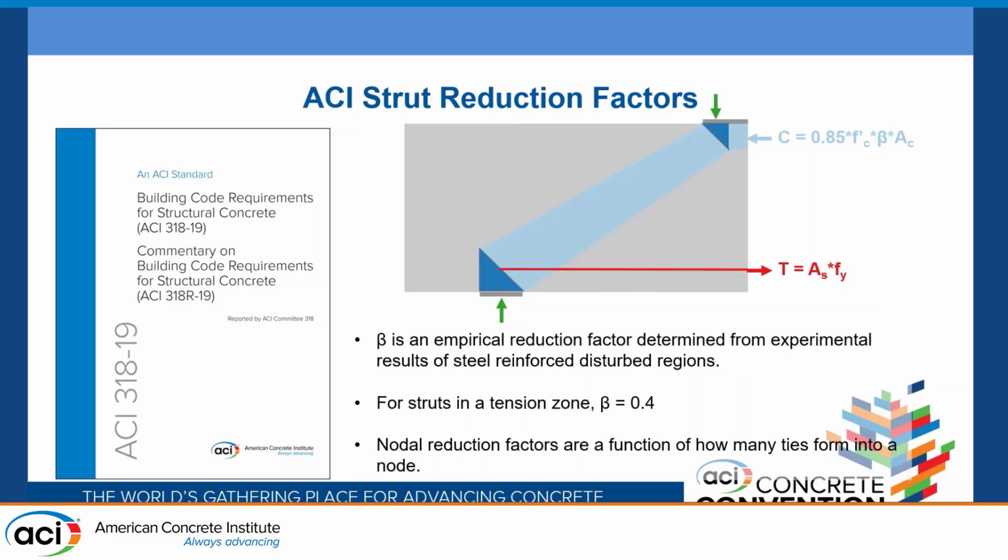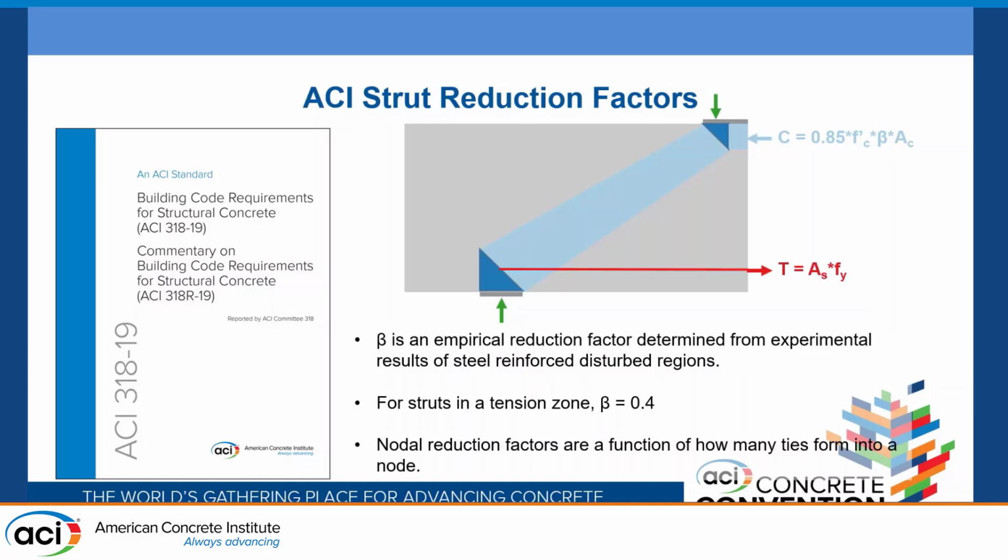For ACI, as we discussed already, ACI 318 has guidance on the reduction factors that should be used to design these members. For the tie, you assume that all of the reinforcement will yield, and you can use the yield force of that tie as its capacity. For the struts, there are different reduction factors. For example, a strut fully in compression has a reduction factor of 0.85, just to be consistent. If you were designing, say, a column, you would rely on 0.85 times the compressive capacity of that column.